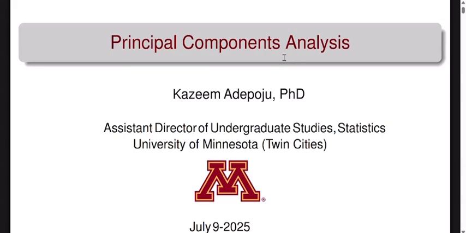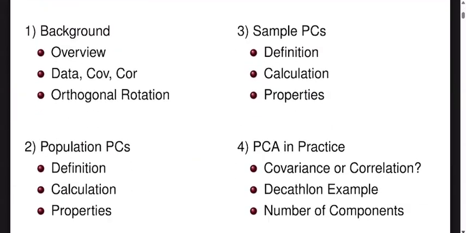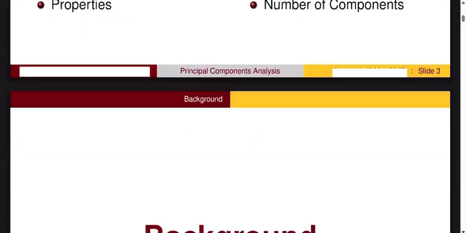So we want to go into principal component analysis, and I'm going to be guided by this outline. I'm going to talk about the overview of that, the data structure, the covariance, the correlation, orthogonal rotations, and so on like that. Okay, so let's get started.